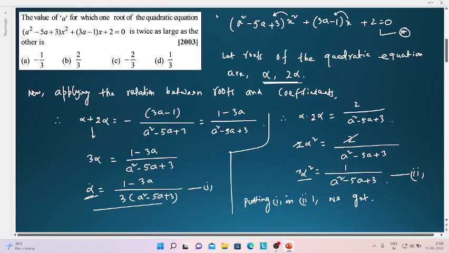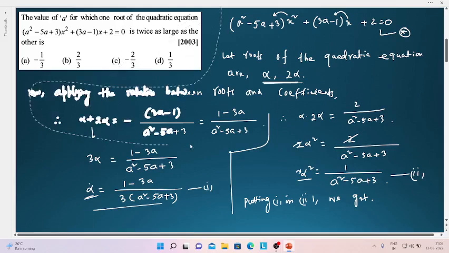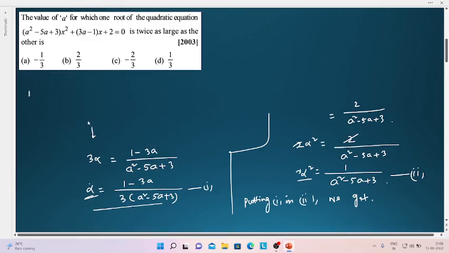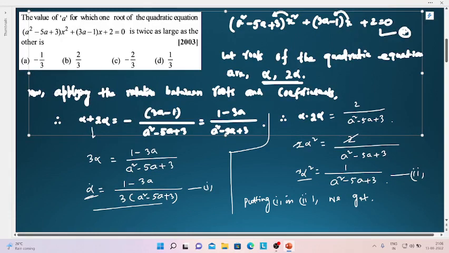Let me erase that part, so maybe we'll have more space. Wait a second, please.